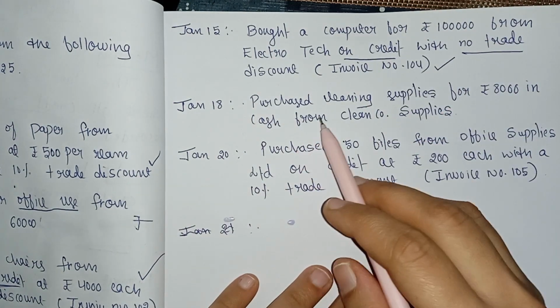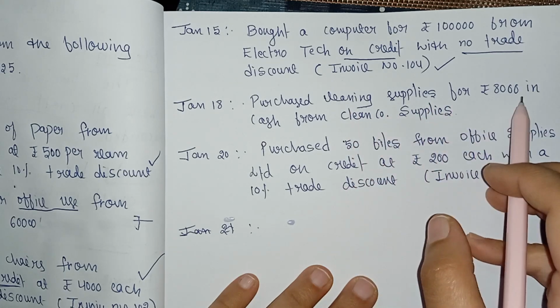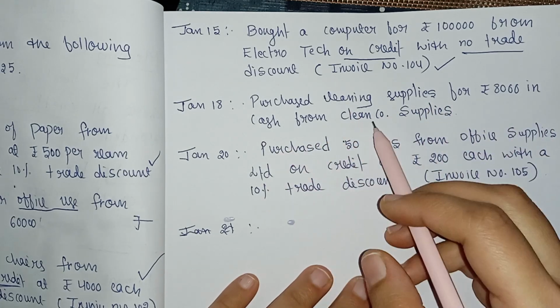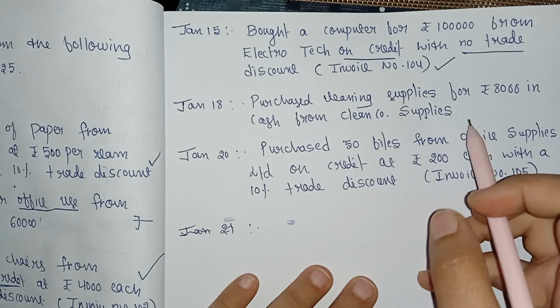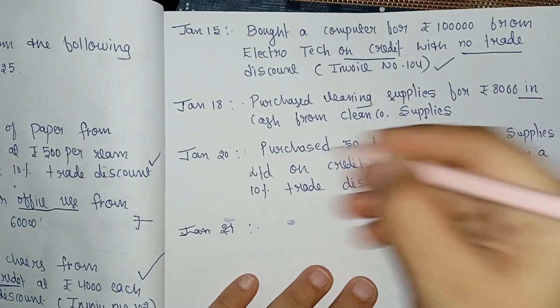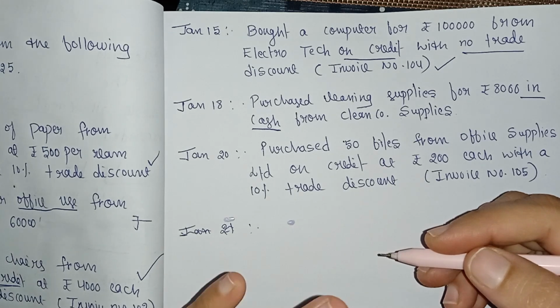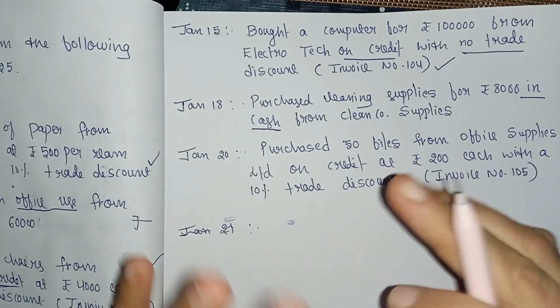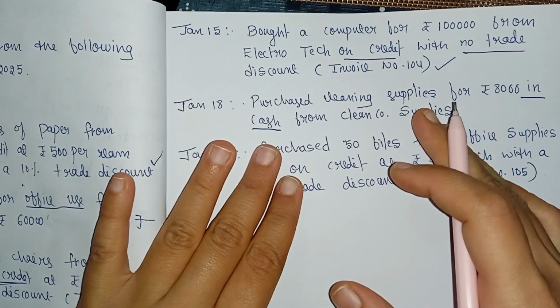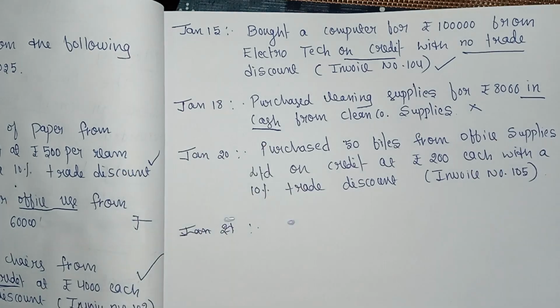Next one, purchased cleaning supplies for rupees 8,000 in cash from Clean Company Supplies. So they purchased cleaning supplies in cash. In the purchase book, cash transactions will not be included. We have to record all the cash transactions in the cash book. So it is not included in the purchase book.